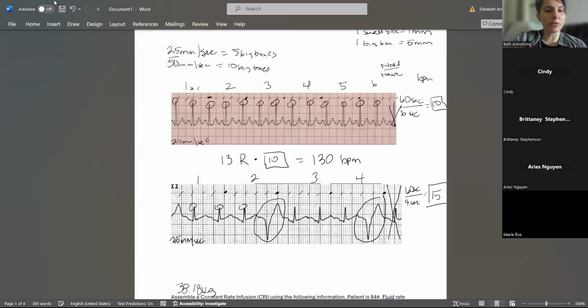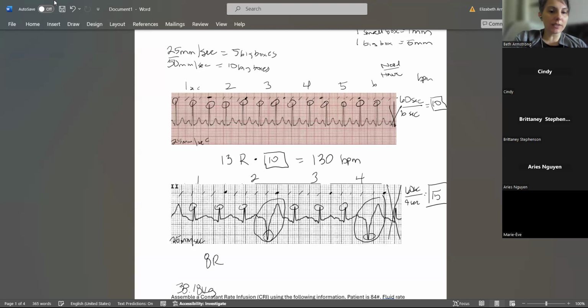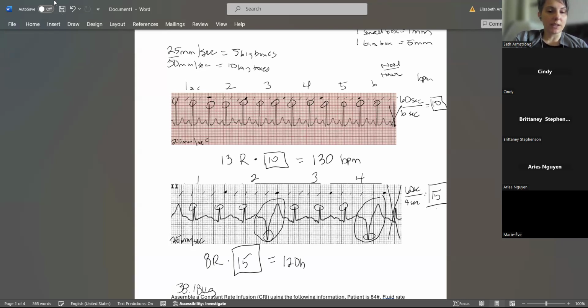1, 2, 3, 4, I guess I'd say 5, 6, 7, 8. All right, so we have 8 R waves times that 15, because that's our multiplication factor from up here. What do we get for our heart rate? 120. 120 beats per minute.